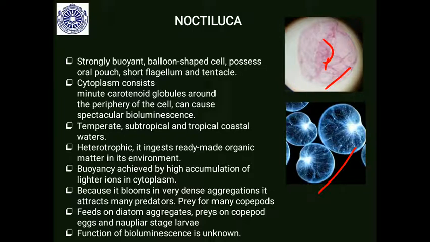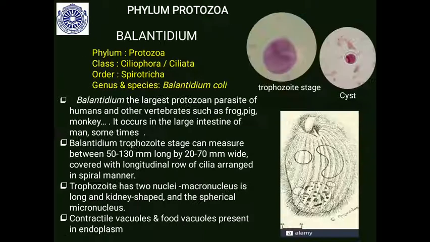So buoyancy is achieved by accumulation of lighter ions in the cytoplasm. Because it blooms, it aggregates in a dense aggregation and attracts many predators such as the copepods of arthropoda. These feed on diatoms and prey on copepod eggs. So even arthropod eggs it consumes. The function of bioluminescence is not known.